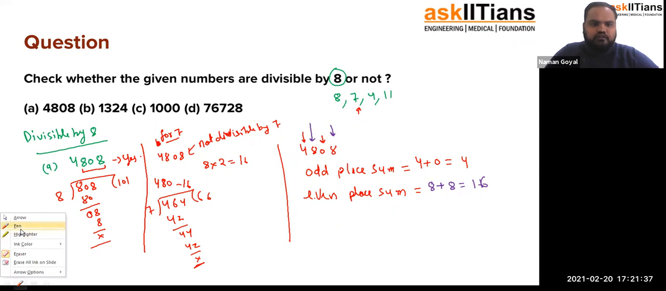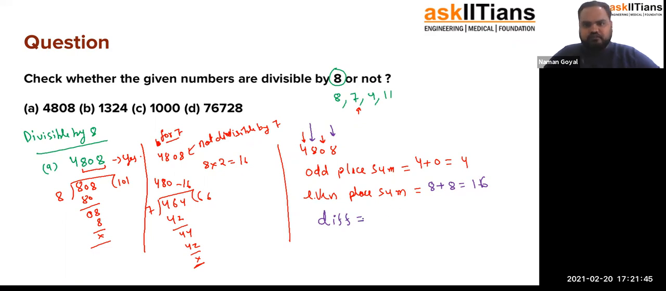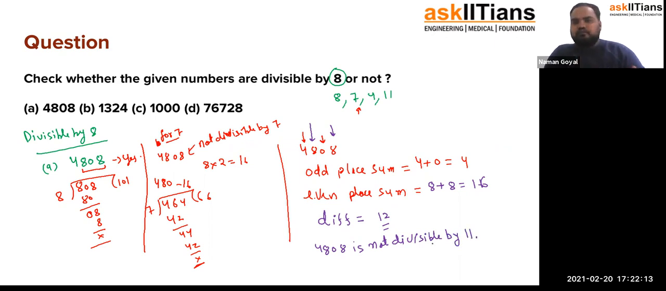Now see the difference is what? 16 minus 4, which is 12, right? So if you see, 12 is not divisible by 11. So this number 4808 is not divisible by 11. Are you getting my point? So that number 4808 which is given is not divisible by 11.